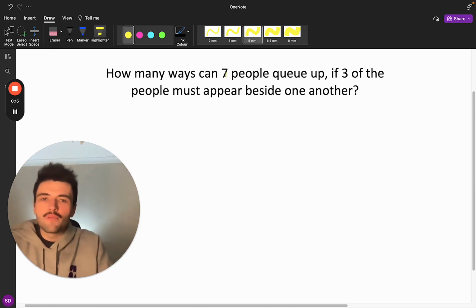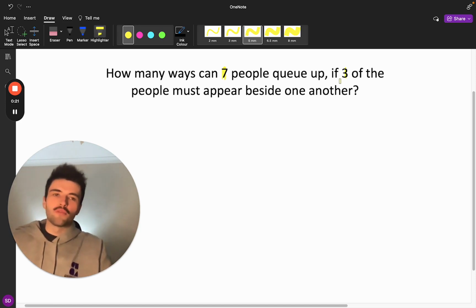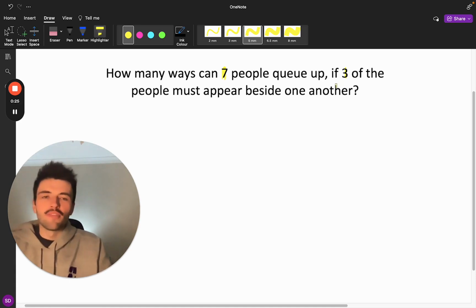We're asked here, how many ways can 7 people queue up if 3 of the people must appear beside one another? So we can imagine these 3 people, maybe they're friends and they're going to the cinema, or getting on a bus or something like that, and they're queuing up and they're all going to be together regardless of the order of the queue.